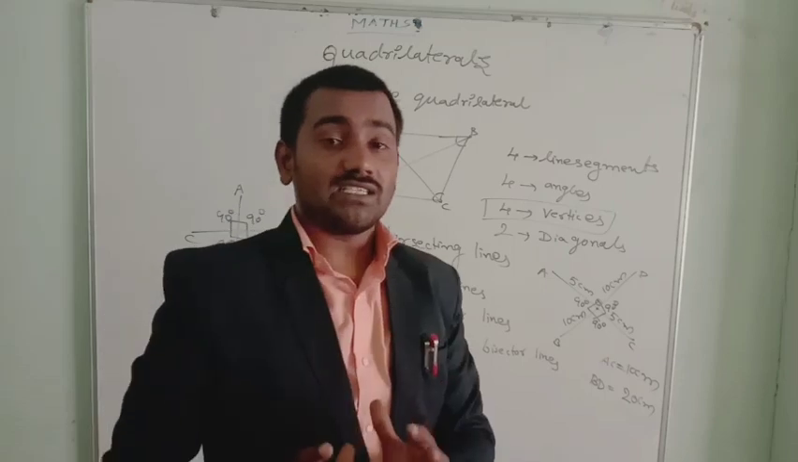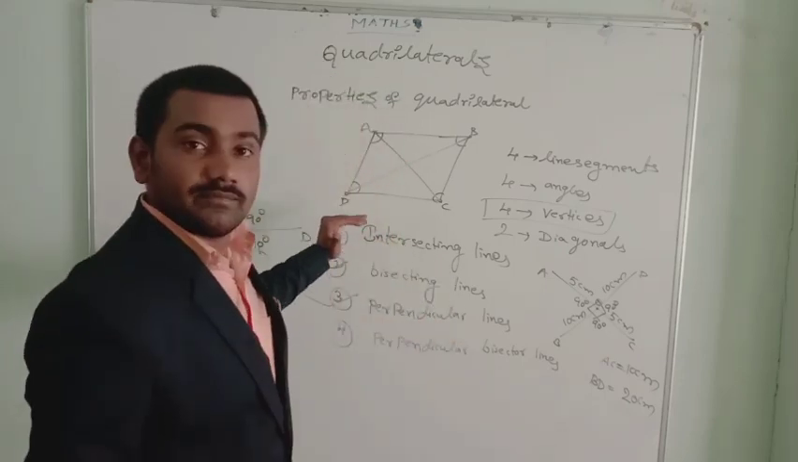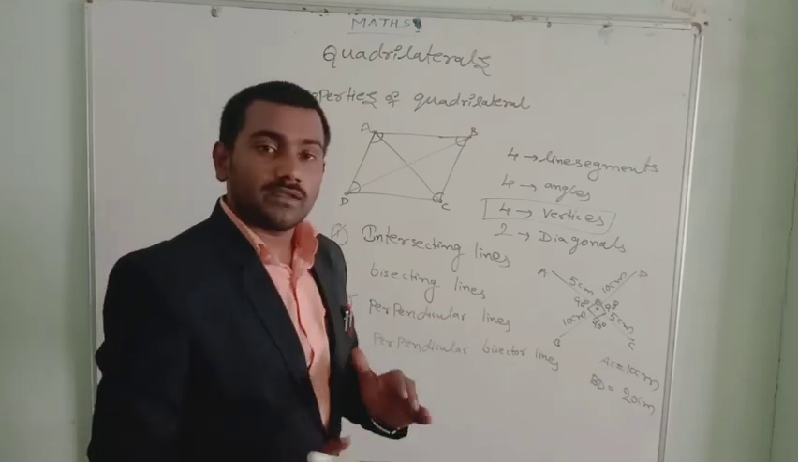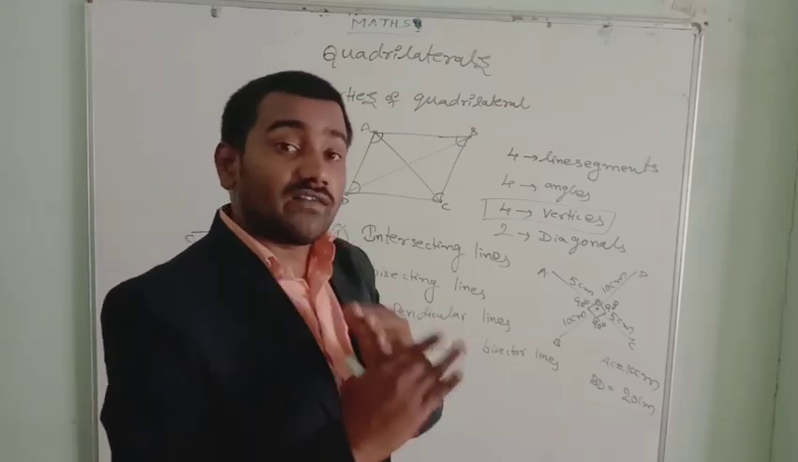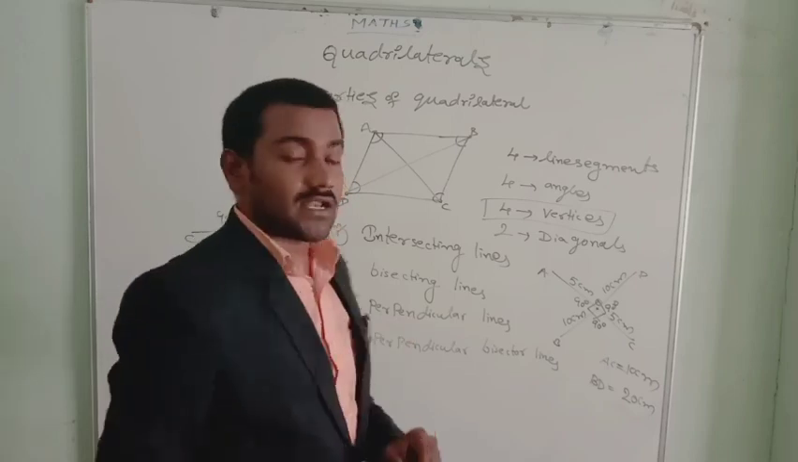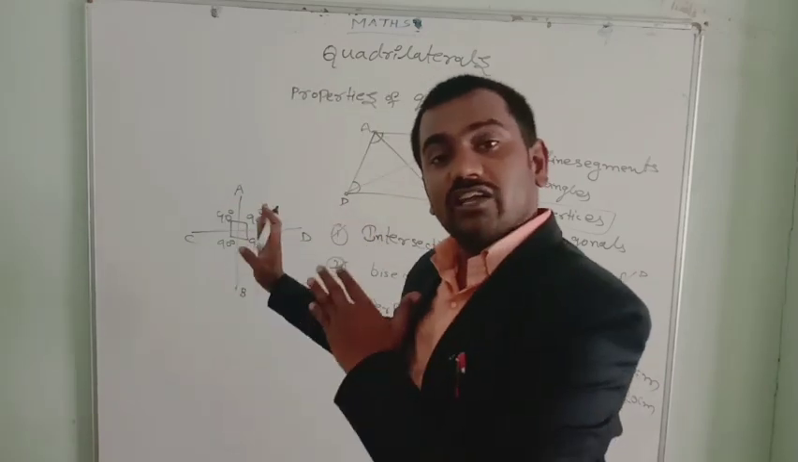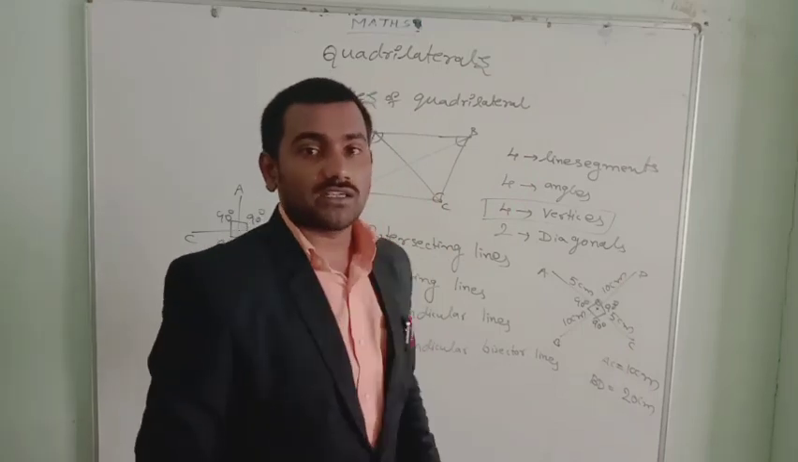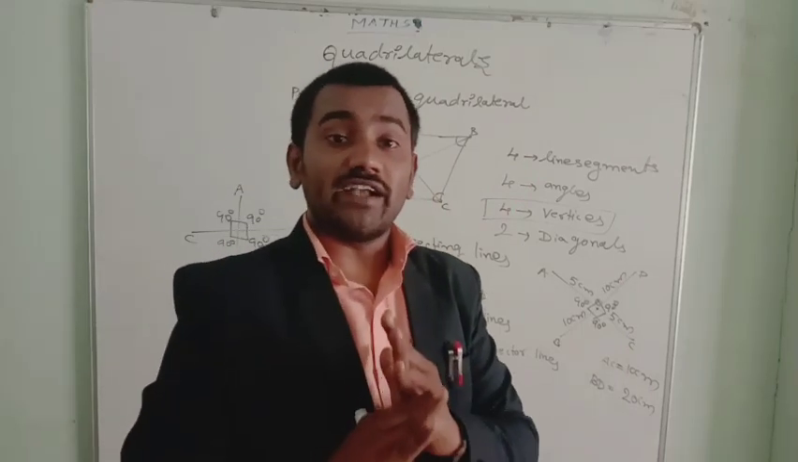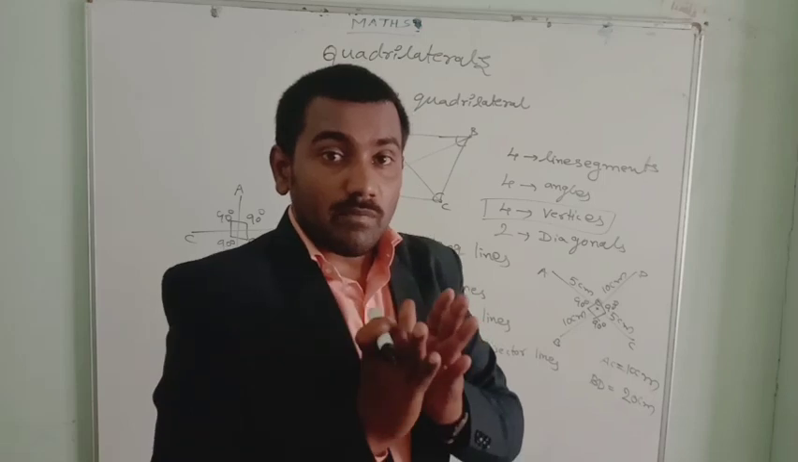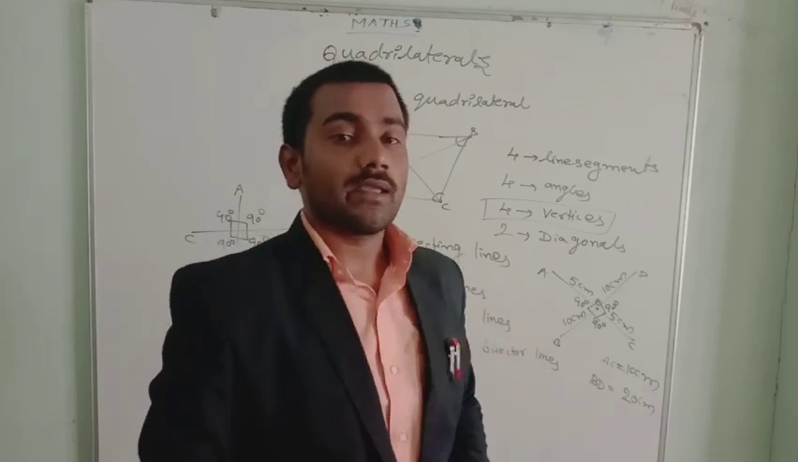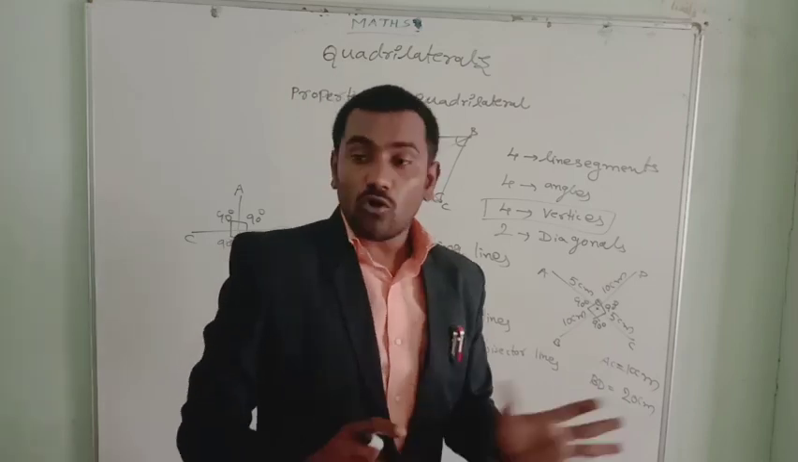So I hope you understand the meaning of intersecting lines. They intersect each other. Bisector lines intersect each other at the half of the total length. Perpendicular lines intersect at the angle of 90 degrees. Perpendicular bisector means intersecting at the angle of 90 degrees and exactly at half of the total length of the line segment, is known as the perpendicular bisector. So I hope you understand this.